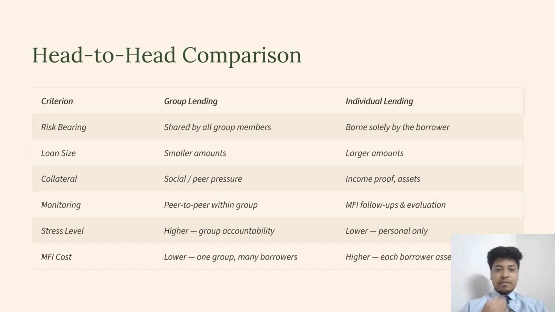Next is the stress levels. Interestingly, the stress level is often higher in groups, because of the shared accountability to your peers. For individual lending, the stress is lower because it's personal. Next we have MFI cost. Groups are cheaper for the institution to manage because they can reach many borrowers at once. In individual lending, these costs are higher because every person requires a separate detailed assessment.